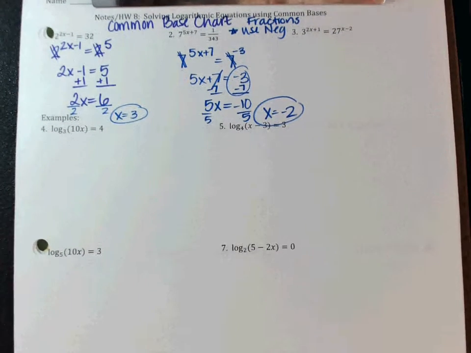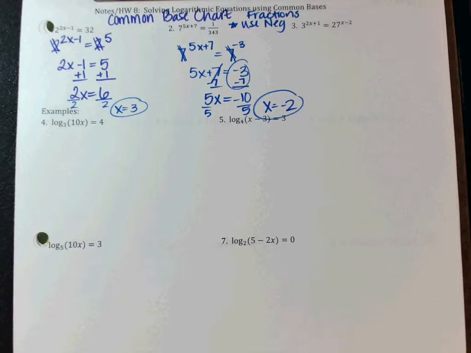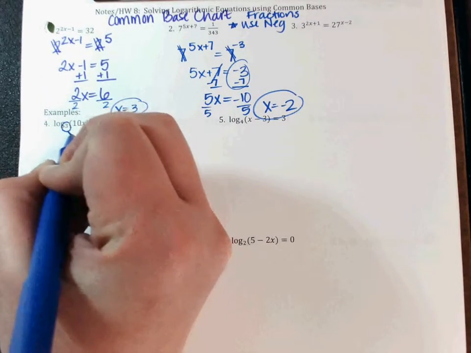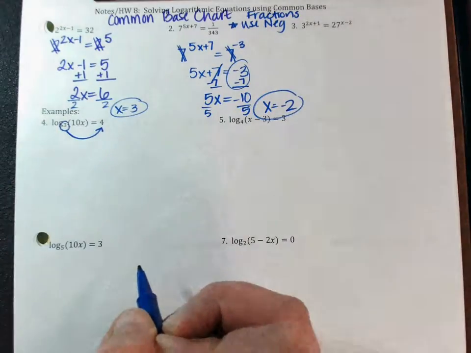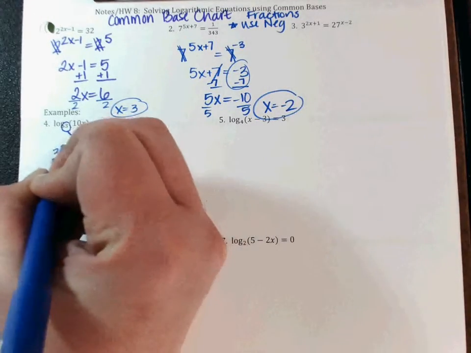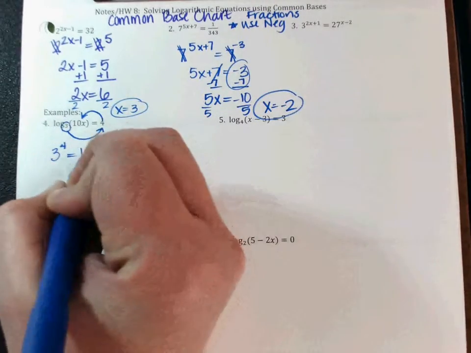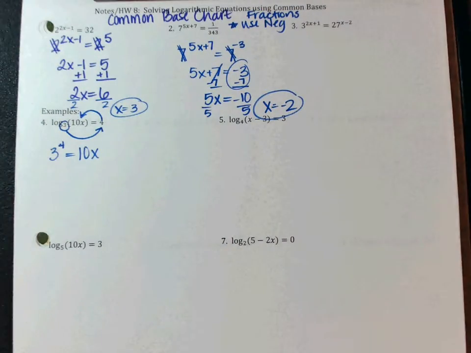So if you don't remember what a log loop is, we're going to start with number 4. You start with the base. You go up to the 4. So it will be 3 up to the 4. And then you come back around equals 10x.